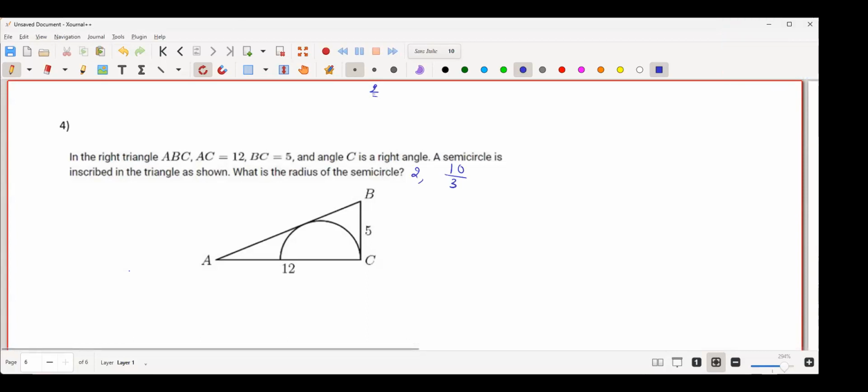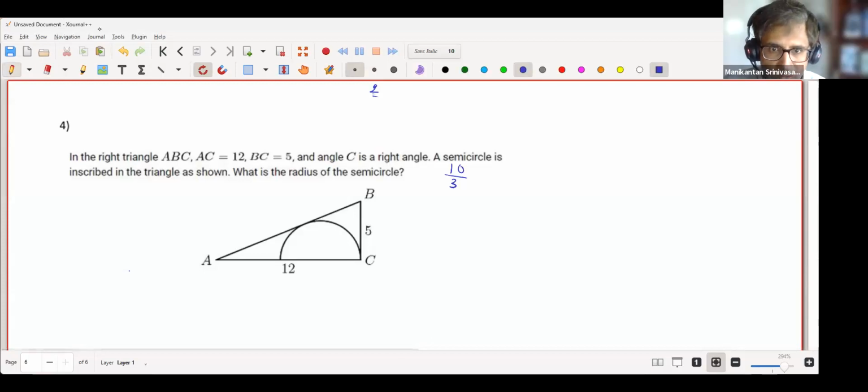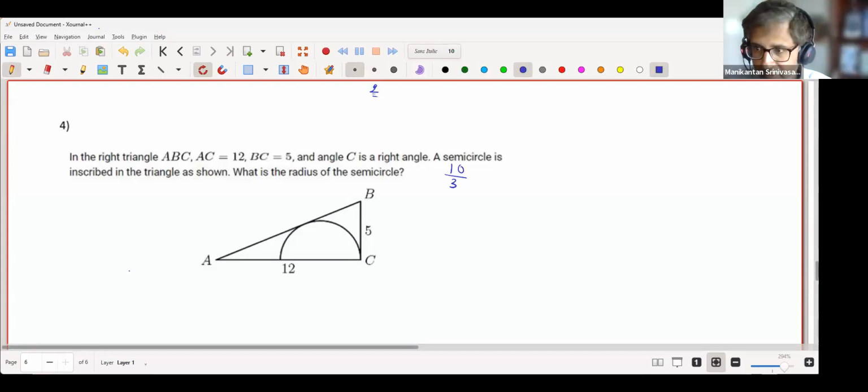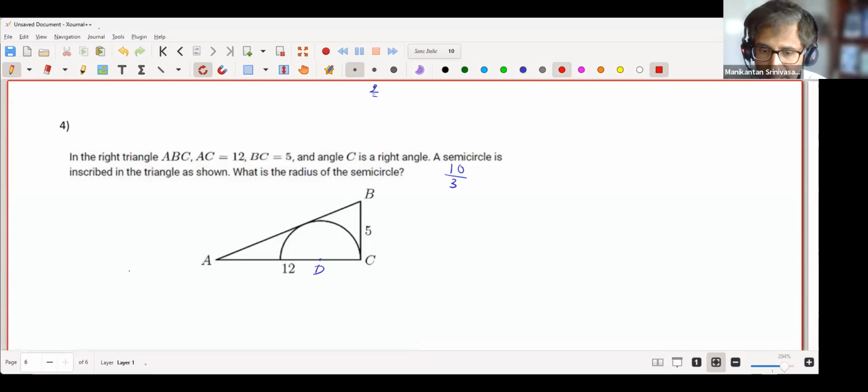Okay, so let's quickly do it for those who did not get it. This is the center. I'll mark it. This is D.